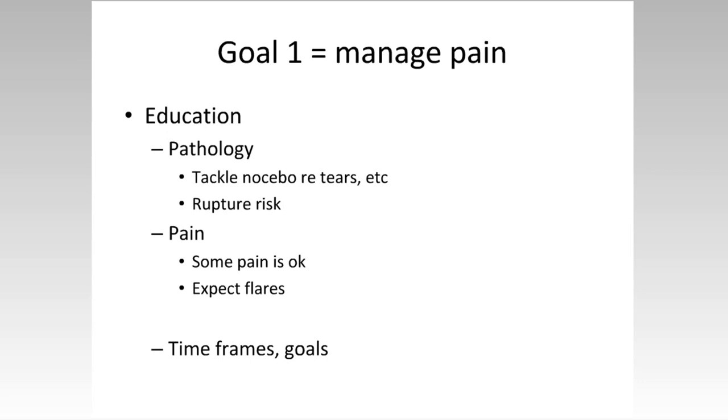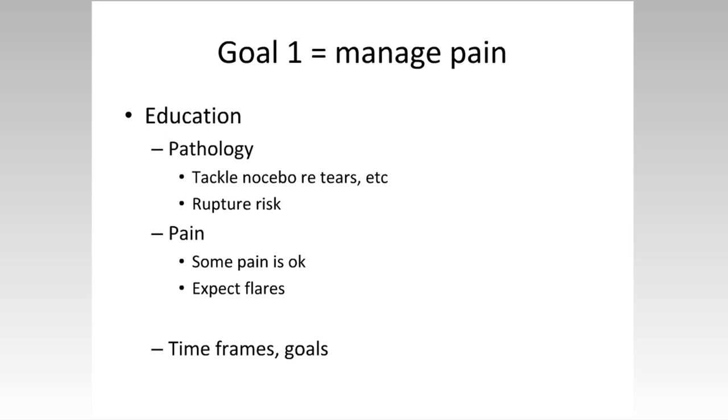So thinking about education, tackling the nocebo associated with tears is a huge one. Tackling the rupture risk is a huge one, particularly for the Achilles. So I ask all my Achilles patients, are you fearful of rupture? Do you think it's going to snap? And basically they all say yes. So it's something that we need to try and put into perspective for them, because in probably over 10 years of specialising in tendons, I've told a lot of people they don't have a risk of rupture, and thankfully no one has actually ruptured that I've said that to so far. So I think that's pretty good, and I'm willing to continue to say that based on that.